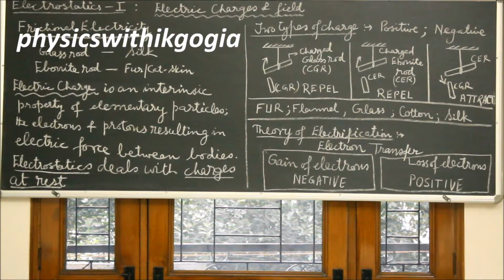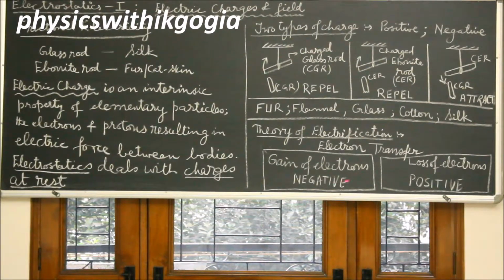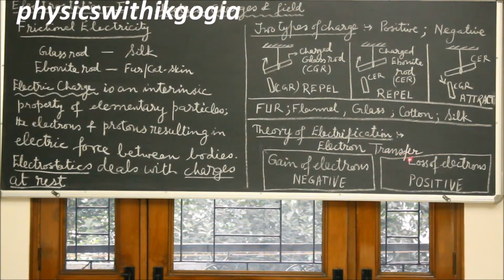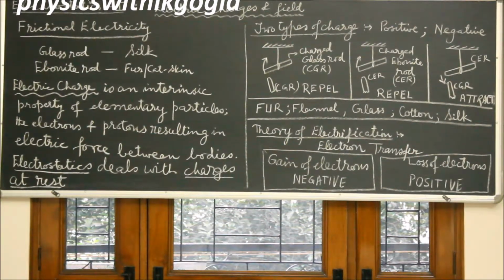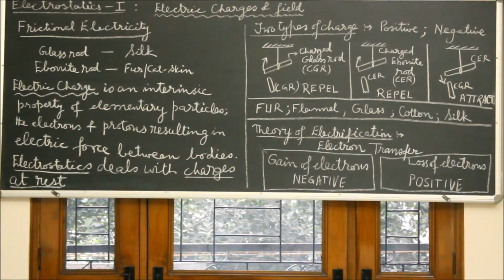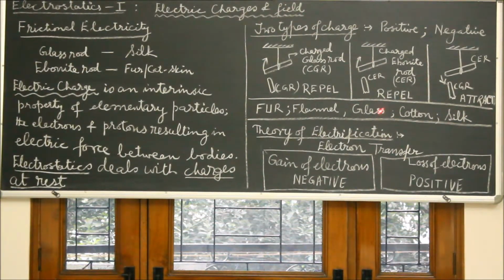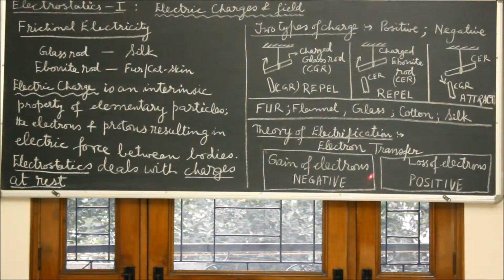Why do charges appear? That is, what is the basic theory of electrification? The charges appear because of electron transfer. Whenever we rub two dissimilar substances, one of the two has a greater attraction for the electrons, so some electrons shift from one object to another. The object which gains electrons acquires negative charge. For example, in this pair, glass and silk, some electrons are transferred from glass to silk. So silk gains electrons, acquiring negative charge. The glass rod loses electrons, therefore acquires positive charge.